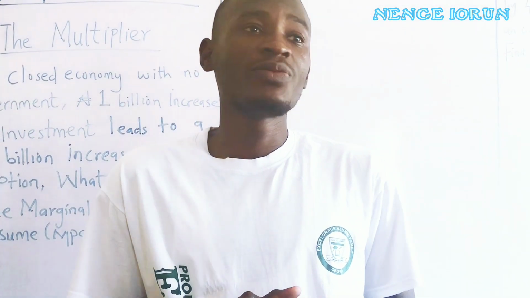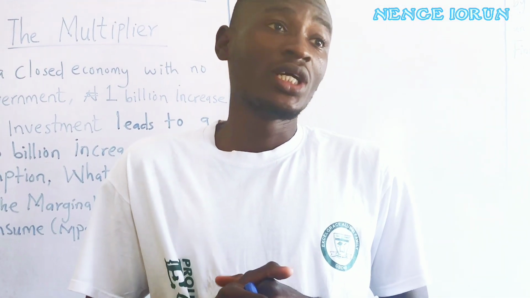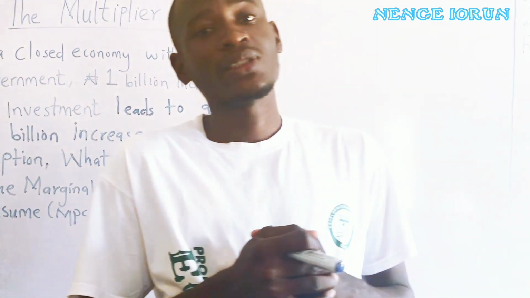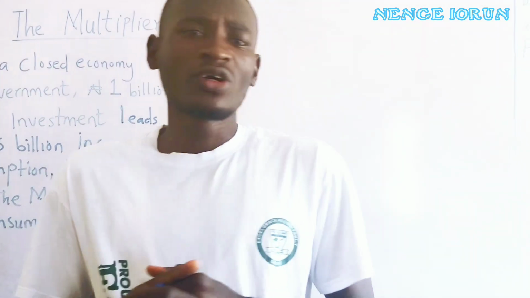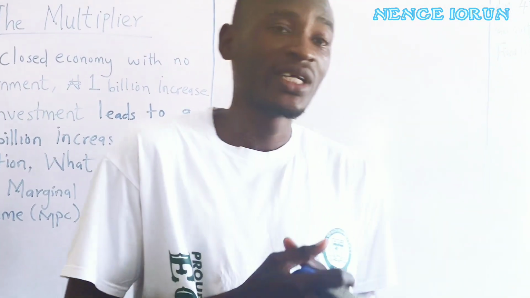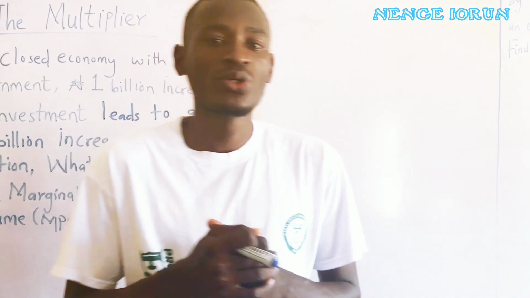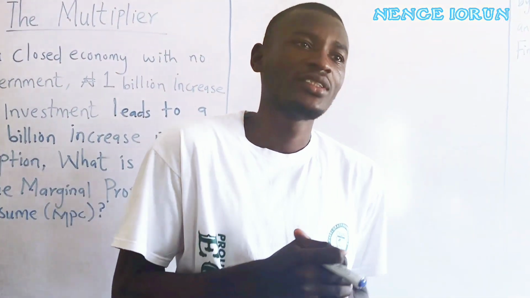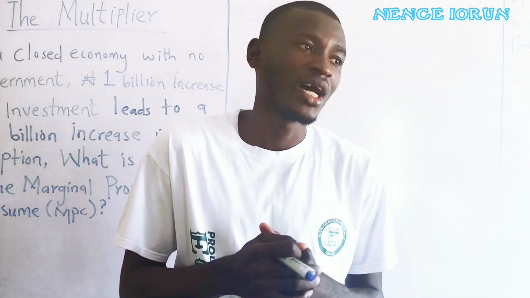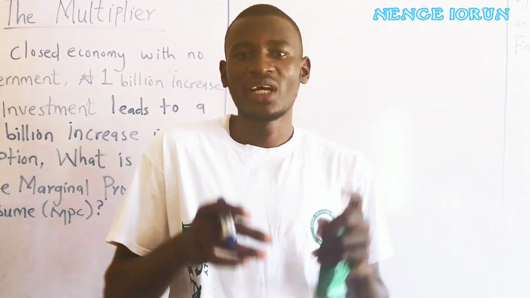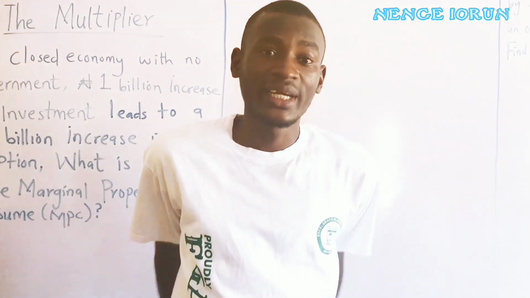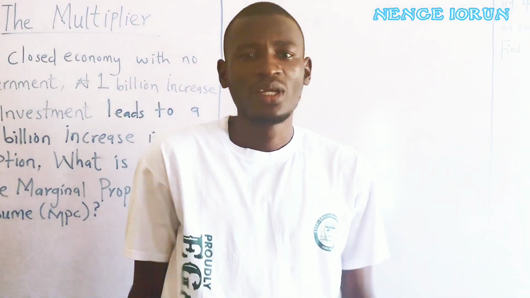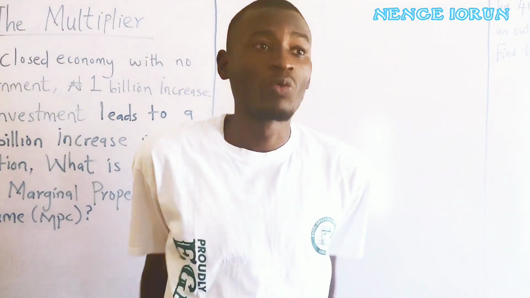So in today's video, we shall be solving a question on the multiplier. The multiplier is a very important concept in economics as a whole. It is a numerical coefficient that shows the effect of total change in investments on national output. The multiplier is represented by capital letter K, and it can be computed using different formulae based on the requirement of a question.